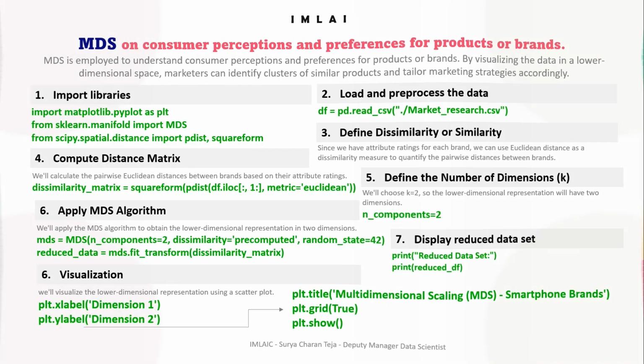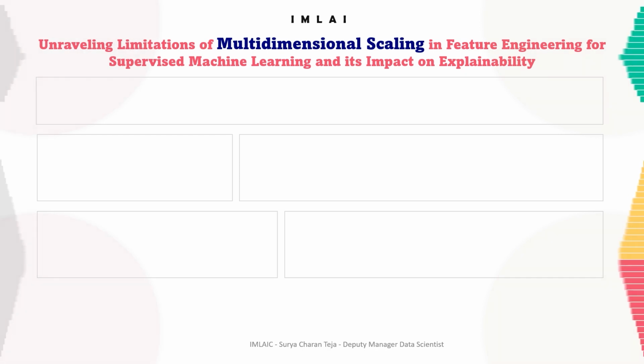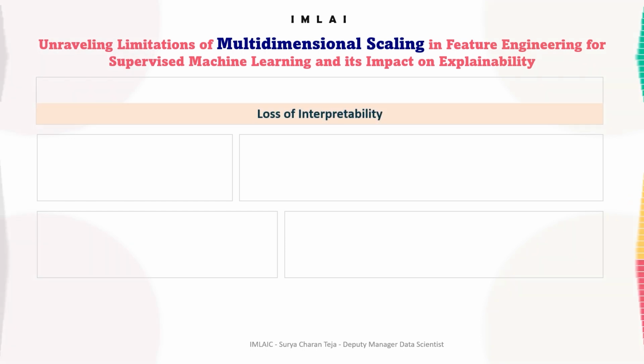Now let's look into the limitations of multi-dimensional scaling, and of feature engineering for supervised machine learning, and their impact on explainability. So multi-dimensional scaling has several limitations when used in feature engineering. The first one is loss of interpretability.